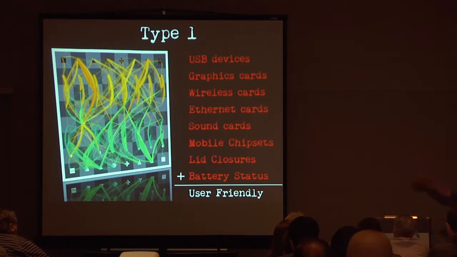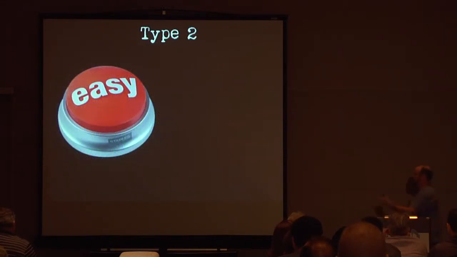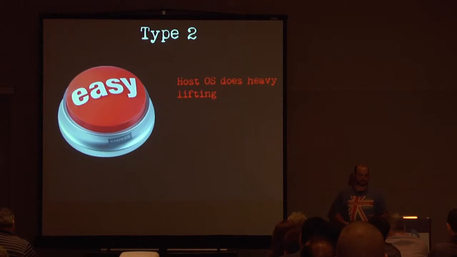So all of this stuff had to be user-friendly to the point where we could use this as a viable technology for single image management. And then there were the Type 2 hypervisors, which is the easy button of client hypervisors. The host OS does all the heavy lifting because it just emulates all the virtual hardware, and the host OS takes care of all the connections to the hardware in general.